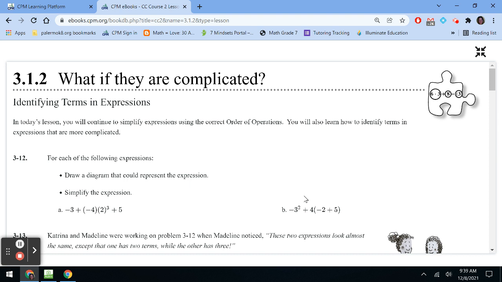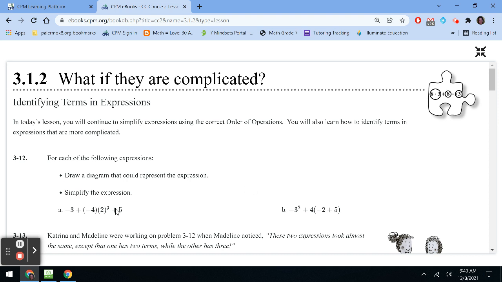So again, a big idea to take away from this section is how to be able to identify terms, which will allow you to follow the correct order of operations. So for 3-12, we're going to read it, but I'm not asking you to actually do this. I don't think we are at a good spot for you to do diagrams for exponents. That to me is not something that we should be doing. But we are utilizing this problem for the next problem.